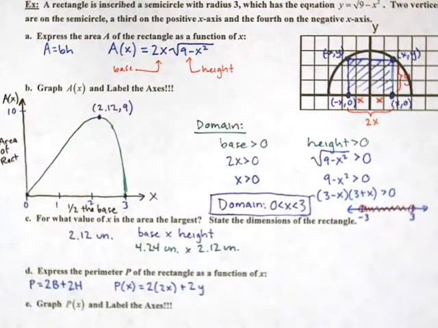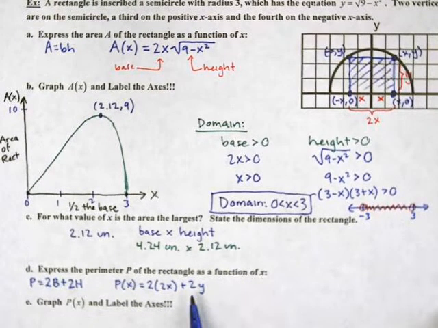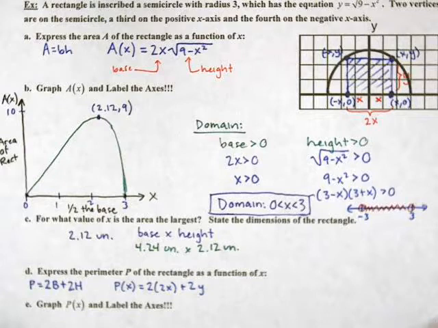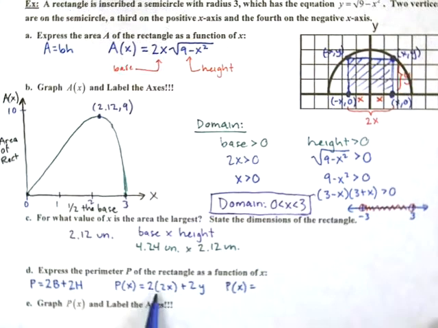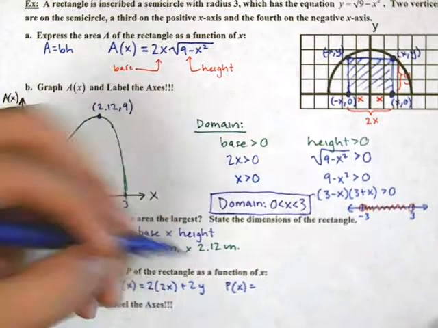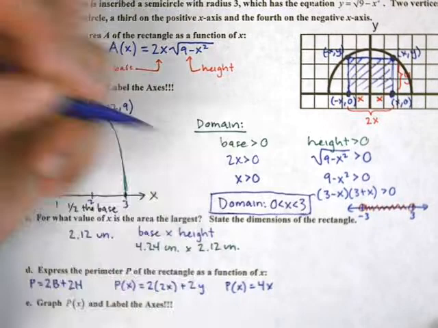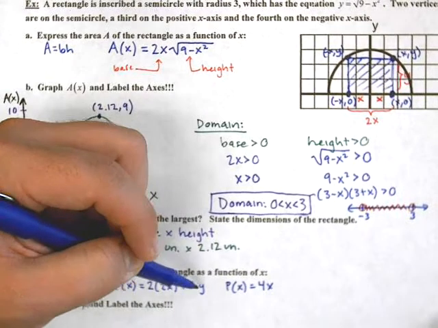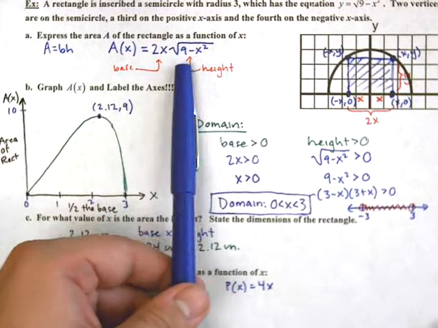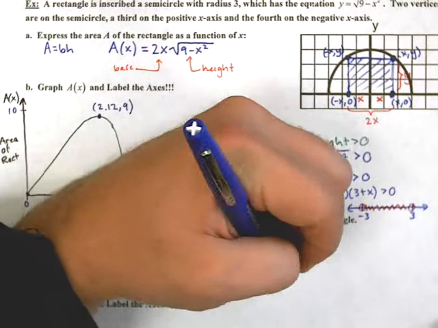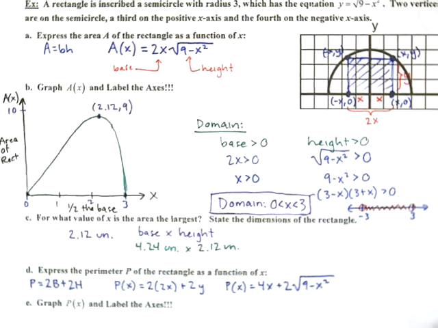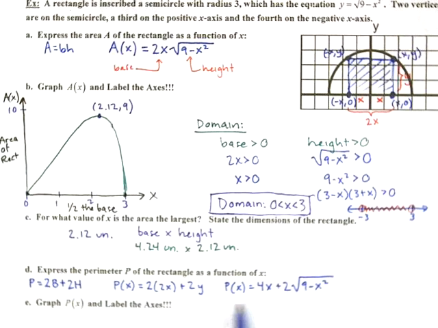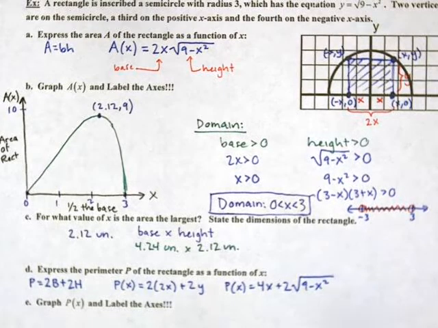But again, we need to make it a function of x. So this y is not okay. We clean this up. First, we can combine these two concepts: 2 times 2x is just 4x. And then we have 2 times that original function, square root of 9 minus x squared. Okay, so this is now what we are going to graph.